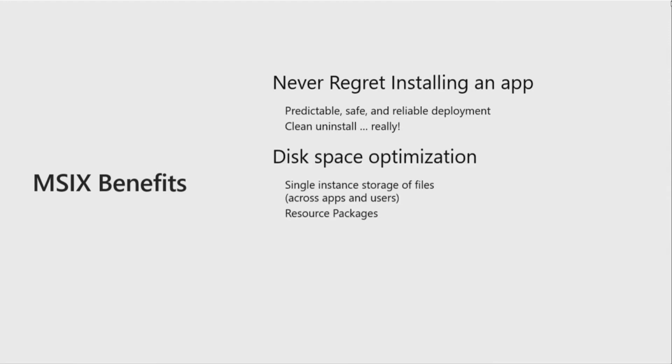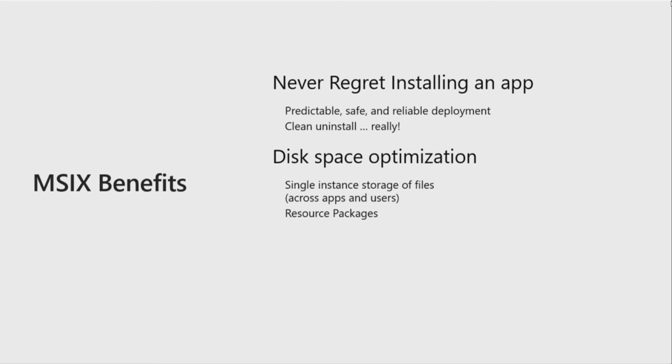We have lots of things in the operating system to optimize for disk space. Things like the resource packages in the bundle that I talked about: if you want to build for multiple languages or multiple scales, you don't have to incorporate all of that into your package, and we can deploy just the files that are needed based on those resource packages. Also, we single instance files across users. So maybe you have two apps that are sharing common libraries.